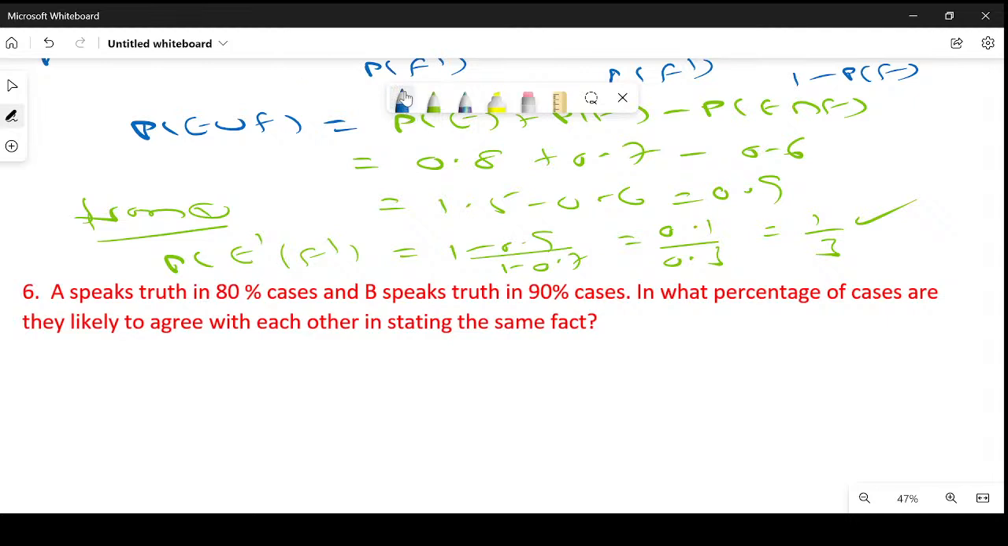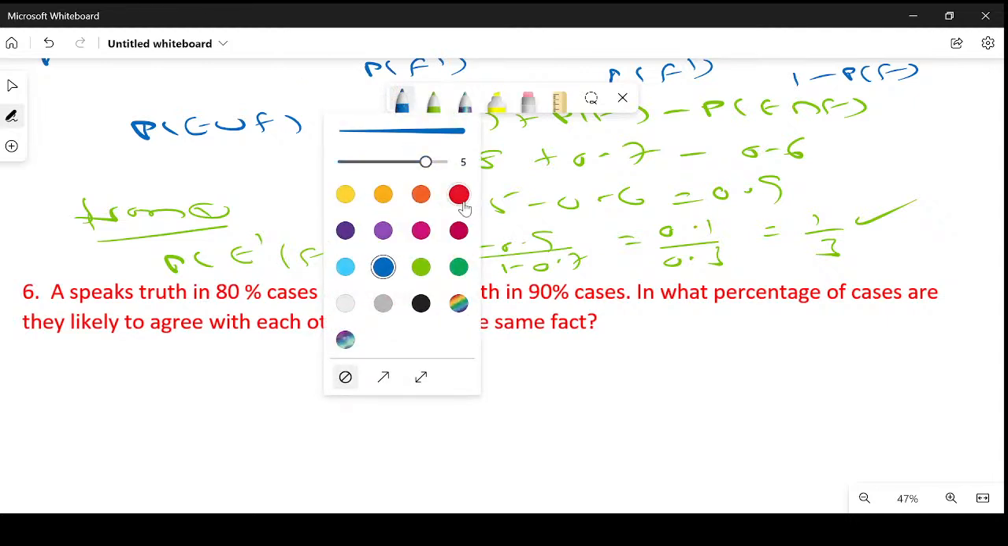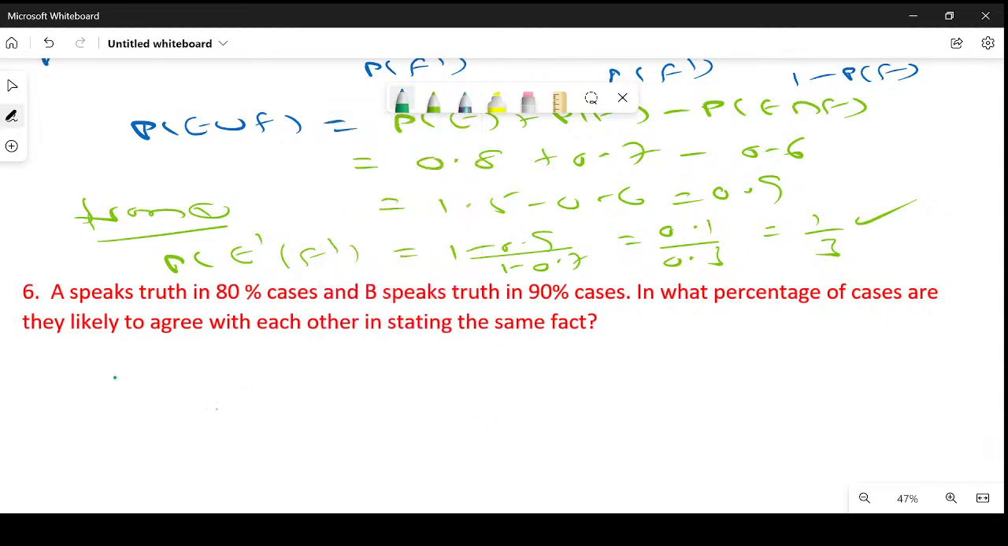Whatever is given here, when the value is given, I can write P of A. P of A is equal to 80% of the cases, 80 by 100. You can simplify this. It comes to 4 by 5, right? B speaks truth in 90% of cases. P of B, the probability of B, is 90 by 100. This will be 9 by 10.